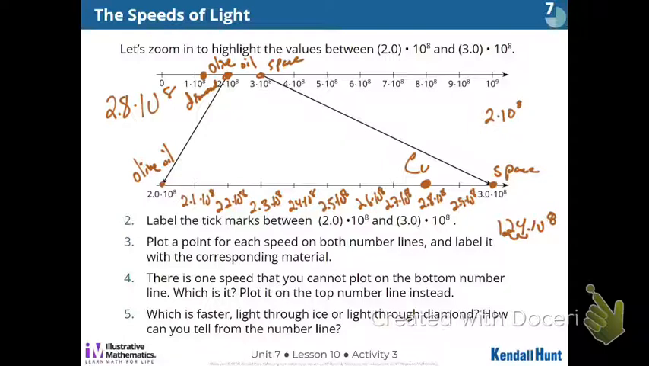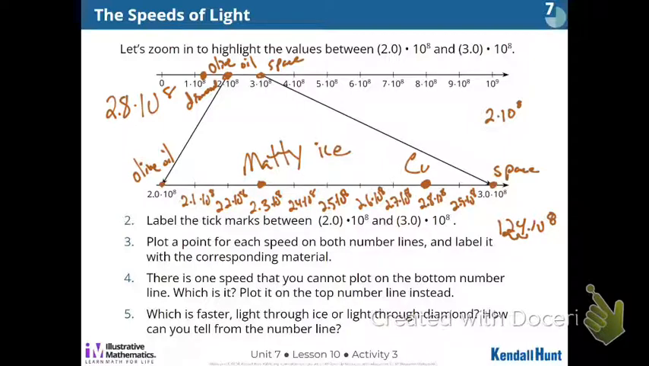Next up, after diamond, we have ice. Matty ice. And ice is 2.3 times 10 to the 8th. That's right here. Okay? There it is. So here's all of our things.